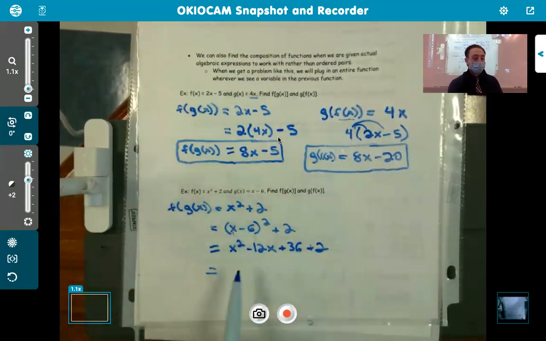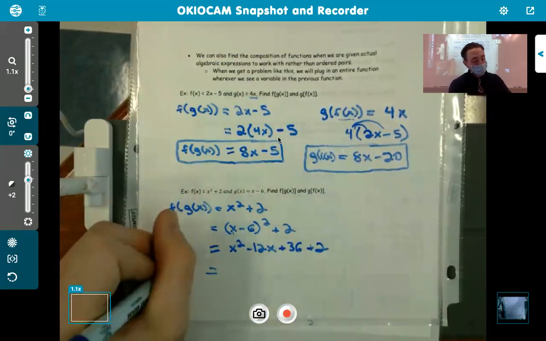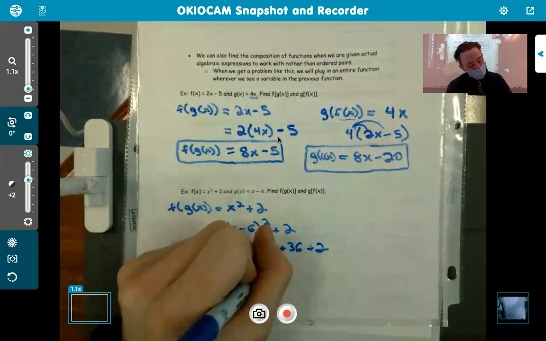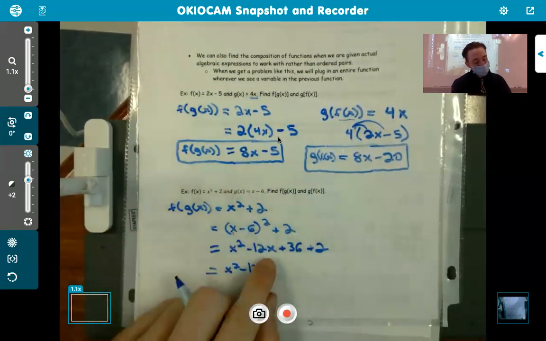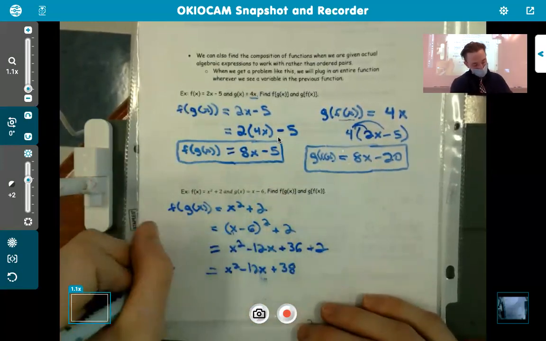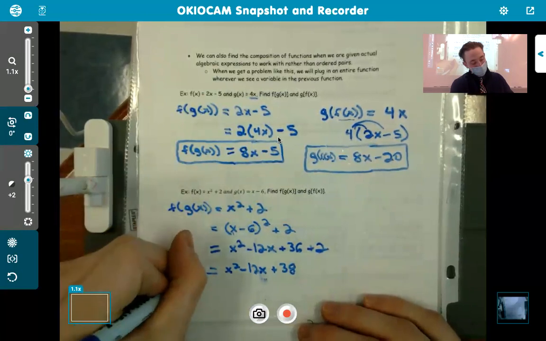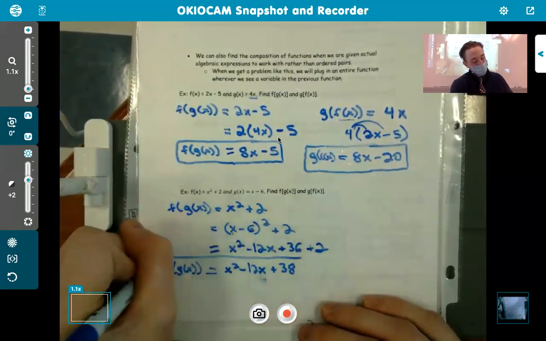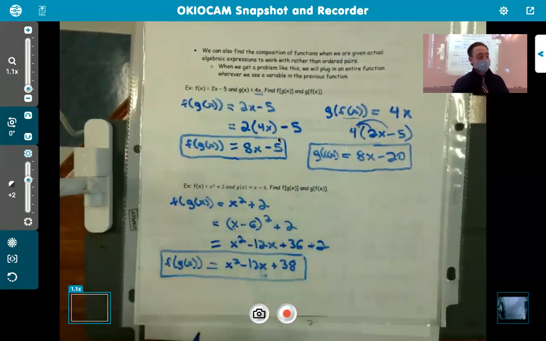When I combine like terms, what would my final answer be? Good. So f of g of x is x squared minus 12x plus 38. Okay. Any questions about the first composition of functions?